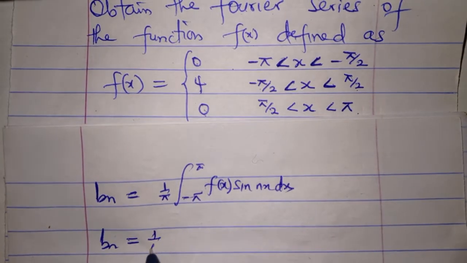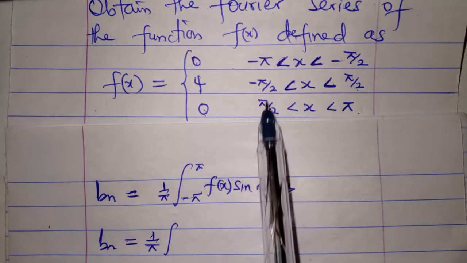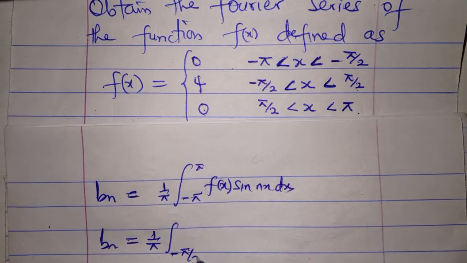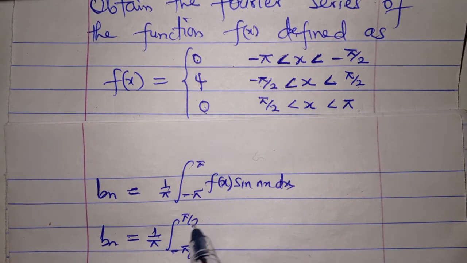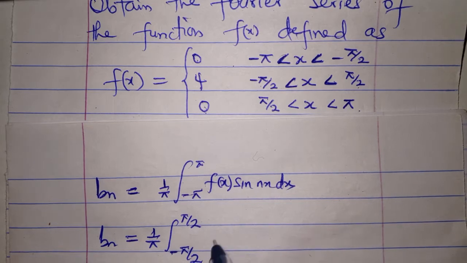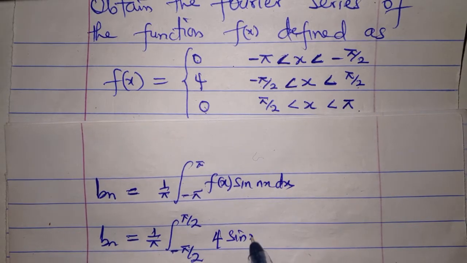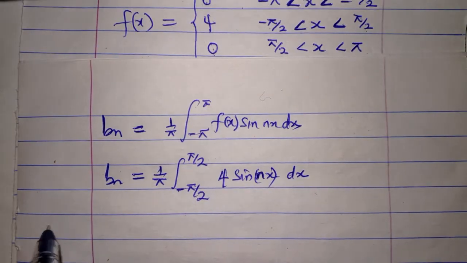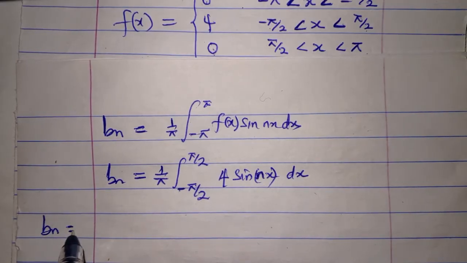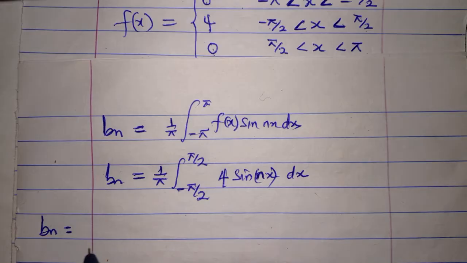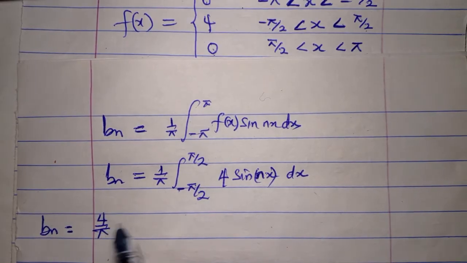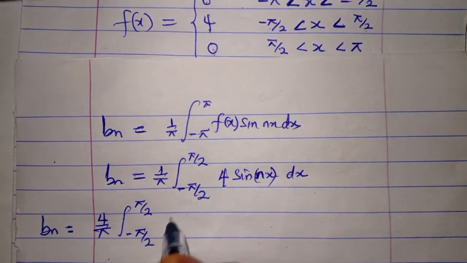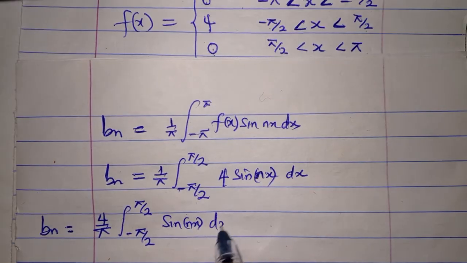So we have 1 over pi times the integral from negative pi over 2 to positive pi over 2. F of x is 4. That will be 4 sine nx dx. All right. So let's go ahead. B sub n will be equal to, 4 is a constant. If it comes out, we'll have 4 over pi times the integral from negative pi over 2 to positive pi over 2 of sine nx dx.